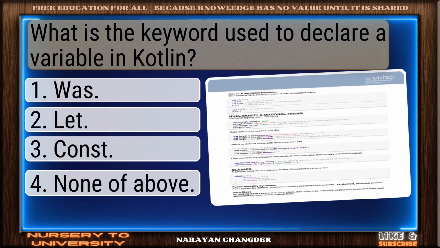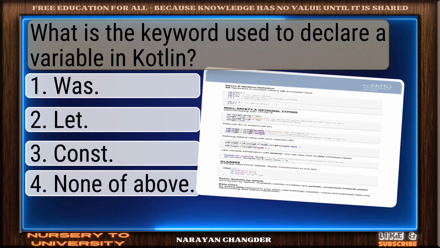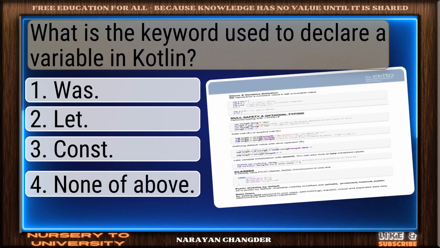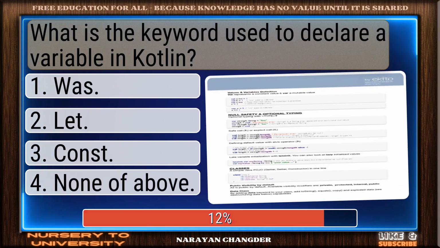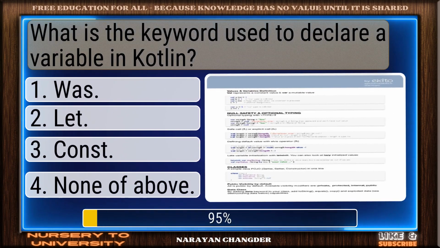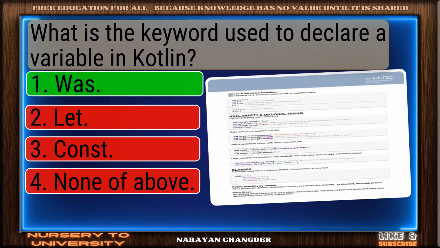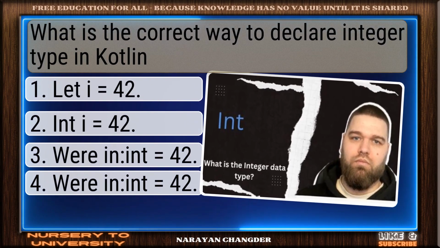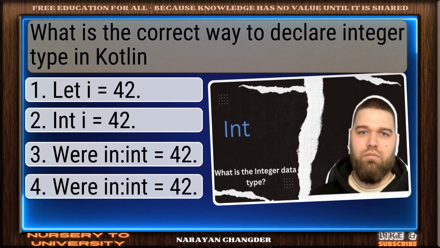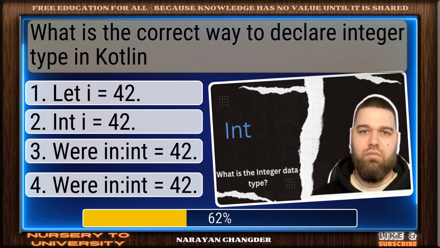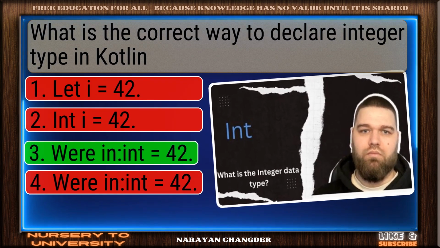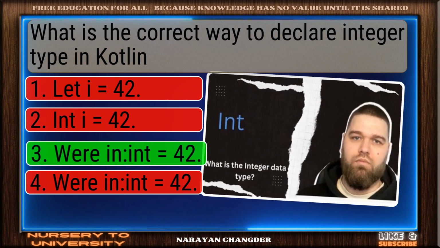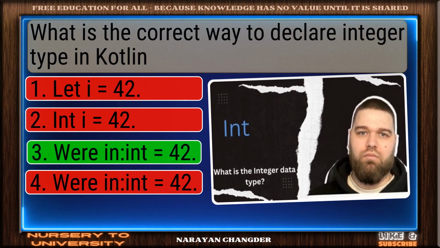Question number 18. What is the keyword used to declare a variable in Kotlin? Valid point. Was this true? Question number 19. What is the correct way to declare integer type in Kotlin? Excellent. Int equal to 42 is a brilliant choice.